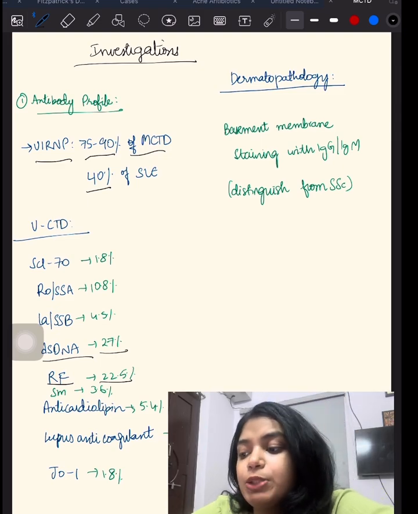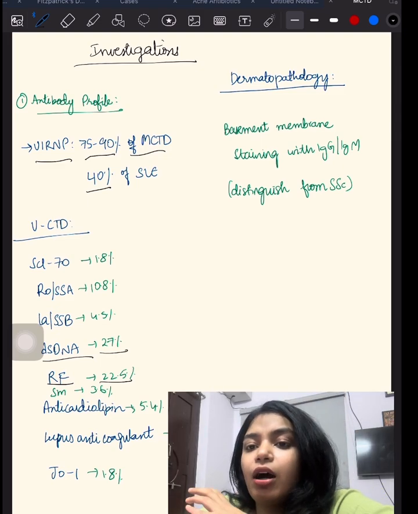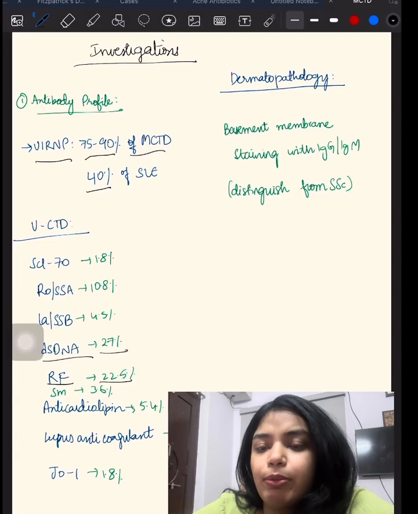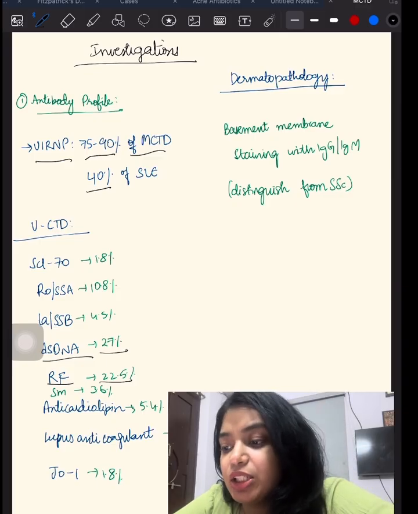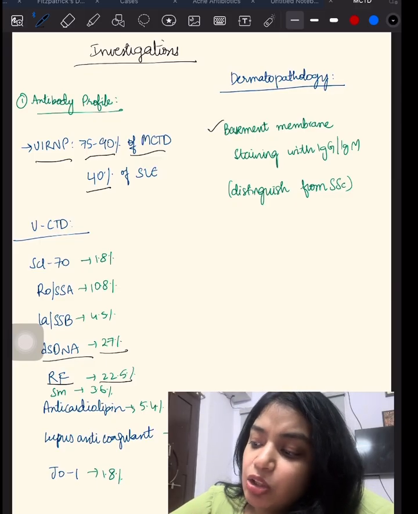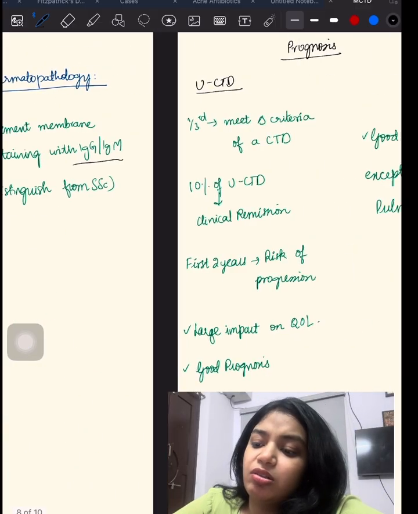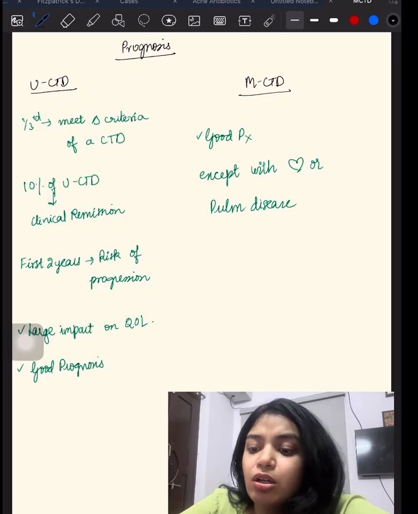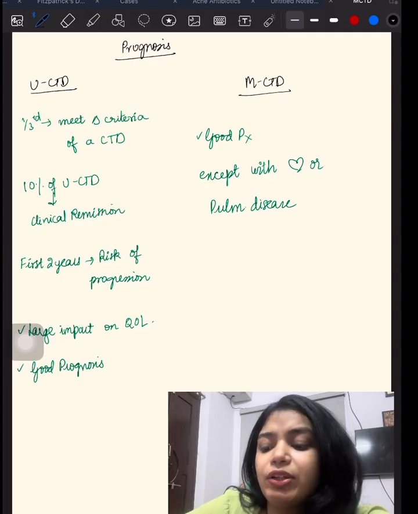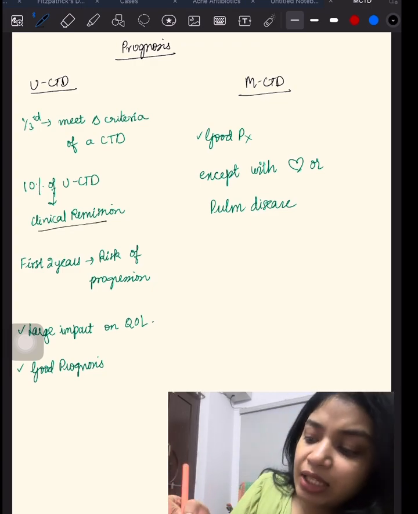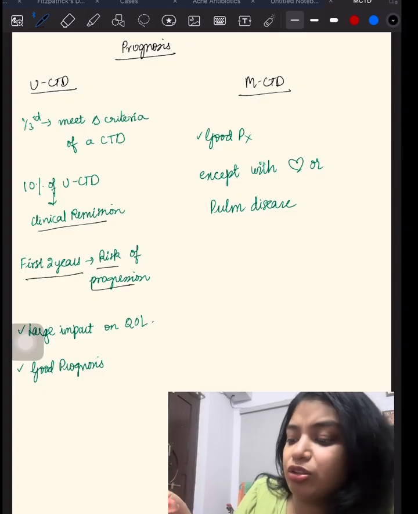Coming to the dermatopathology part: sometimes MCTD closely resembles systemic sclerosis, but based on histopathology we can actually differentiate. Basement membrane staining with IgG or IgM is present in MCTD and not present in systemic sclerosis. Coming to the prognosis, as I told, in undifferentiated CTD, 1/3 of the people eventually meet the criteria of a definitive CTD, and 10% of these people might get a clinical remission. They have the highest risk of progression in the first 2 years of life.